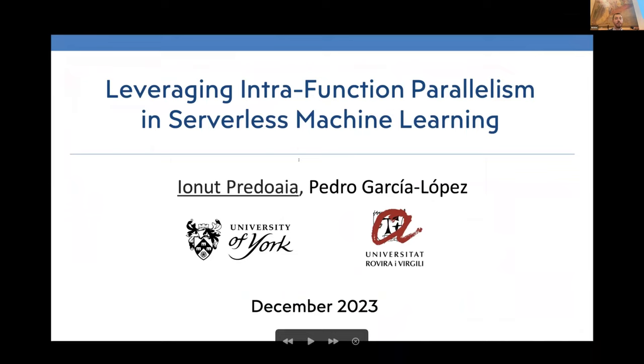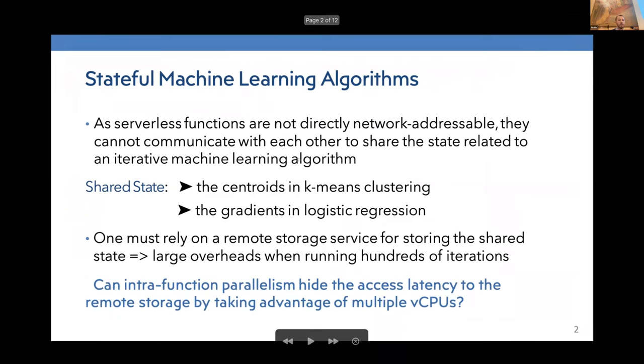Hello, everyone. My name is Ionut, and in this talk, I will present a technique for leveraging intra-function parallelism in serverless machine learning. The main goal of this work was to port stateful machine learning algorithms to serverless. However, an issue is that serverless functions are not directly network addressable. Therefore, they cannot communicate with each other to share the state related to an iterative machine learning algorithm. Examples of shared state are the centroids in k-means clustering and the gradients in logistic regression.